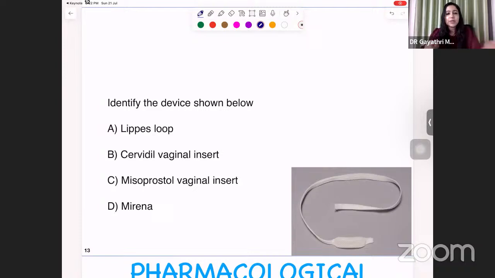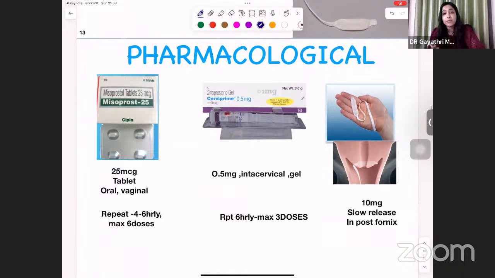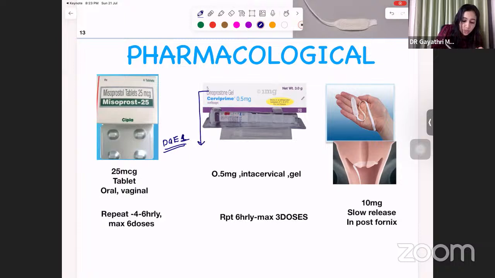So can you identify the device shown here? Is it a Lippes loop, misoprostol insert, or Mirena? This is basically the cervical vaginal insert. I had given you various pharmacological methods of induction of labor. These include misoprostol, which is basically PGE1 tablets. Then you have dinoprostone. What is dinoprostone? It's right there in the name itself: dinoprostone is PGE2.